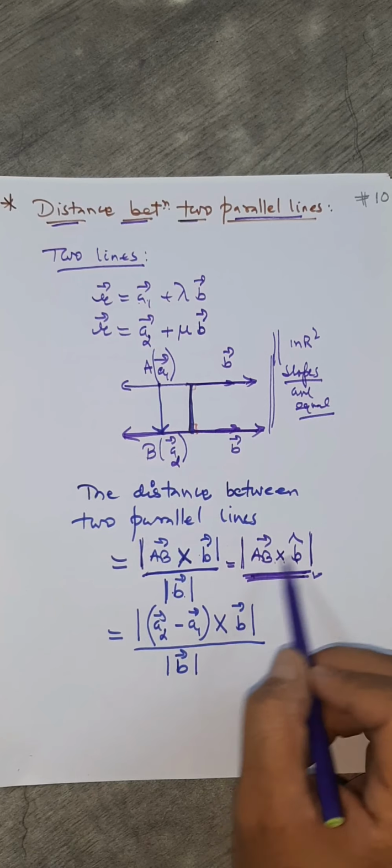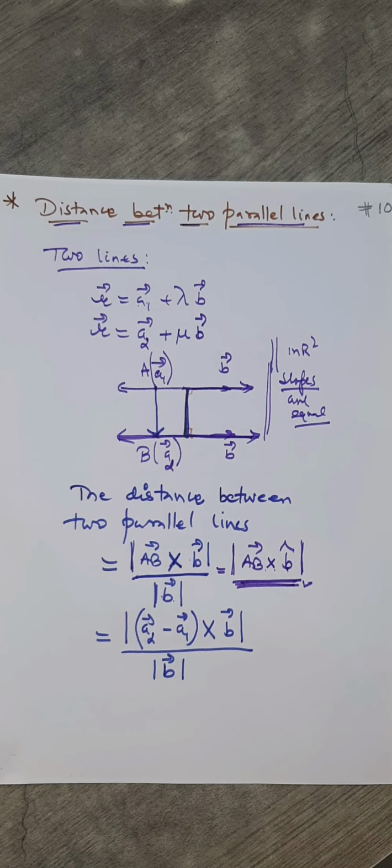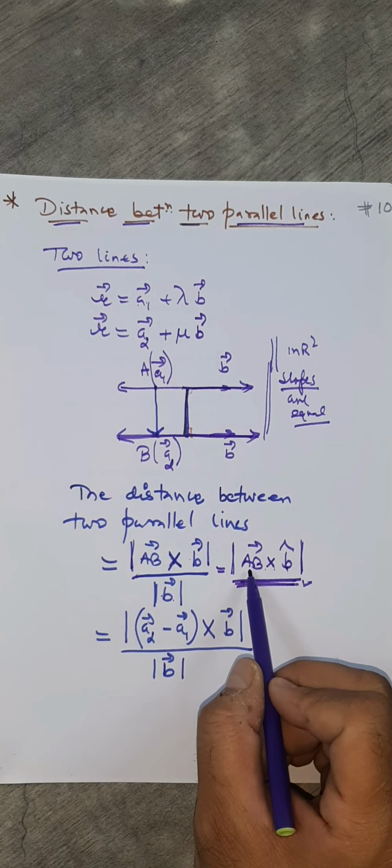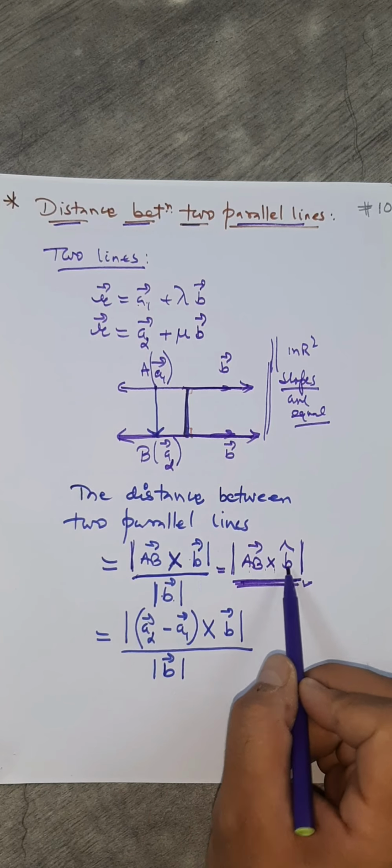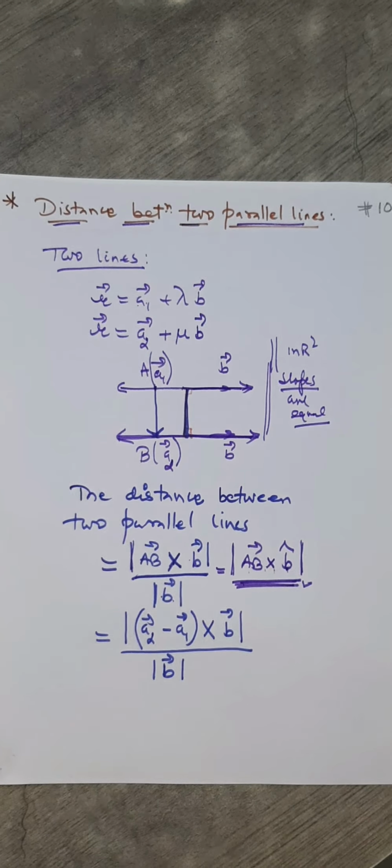AB cross B cap with magnitude. When you take a cross product, obviously you need to take the magnitude. Vector AB cross B cap. B cap means what? Vector upon its magnitude.